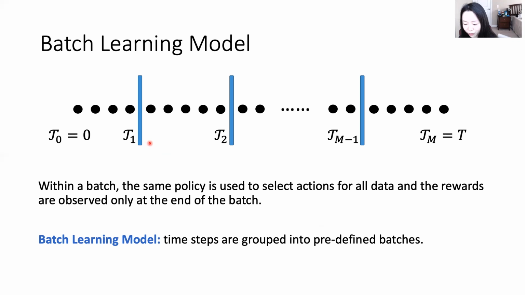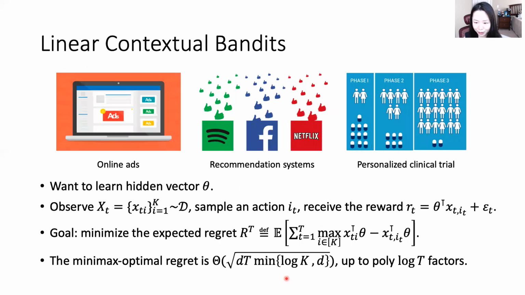Also notice here, we first assume that time steps are grouped into predefined batches. In fact, we have also studied other batch grouping models, and I will mention them at the end. Our motivation here is, of course, to save learning time and management costs by running the experiment in parallel. Batch learning also has applications in practice, like in this clinical trial example. Clinical trials run in phases, which is equivalent to batches.